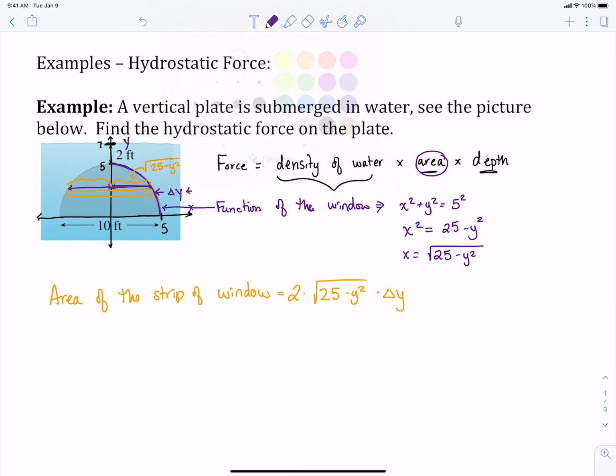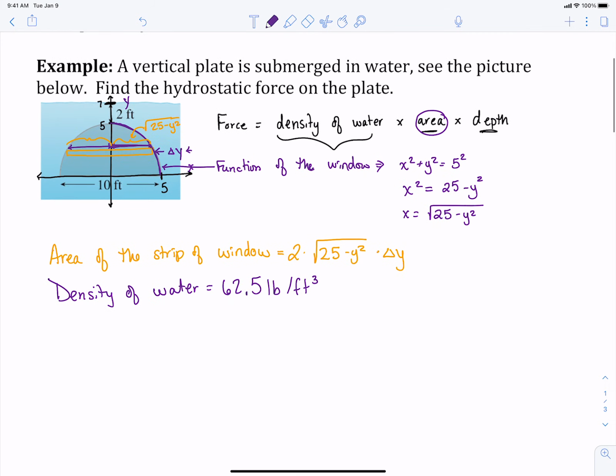Let's see, what else might we know? Maybe you know this, maybe you don't. We usually give these in the problem set statement, but the density of water, that is a constant, and this is in our standard US measurements because that's what this problem is in. It's 1,000 when we're in metric. It's 62.5 pounds per cubic feet. Cool. All right.